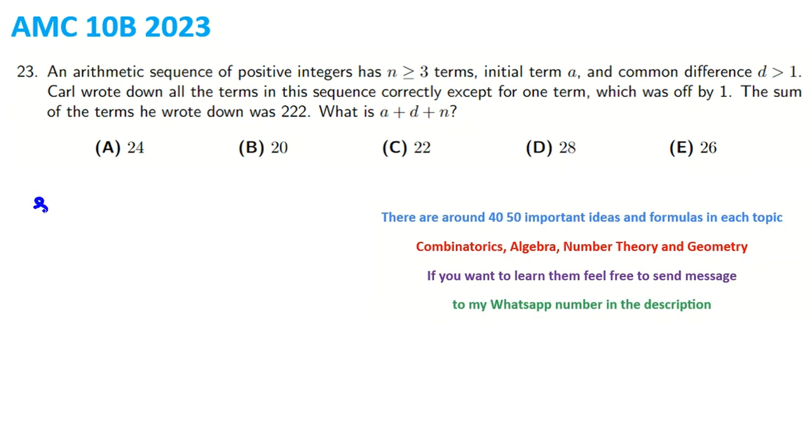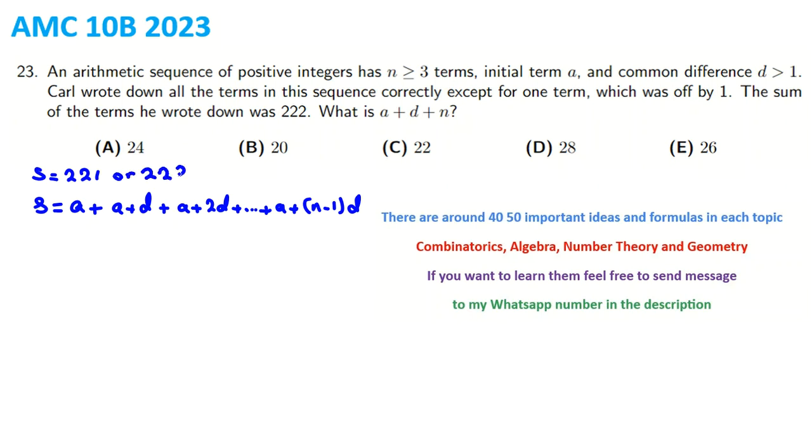Okay, so we know the sum of the terms equals what? A, the first one, plus the second term, a plus d, third term, a plus 2d, and the nth term is a plus (n minus 1)d. Because it says except for one term which was off by 1, and the written sum was 222, S is 221, 1 less than this, or 1 more than this, 223.